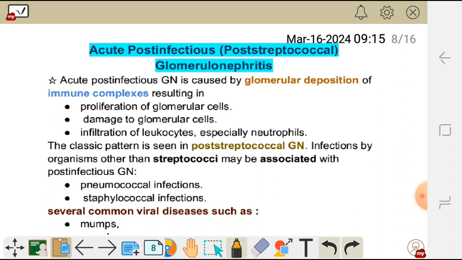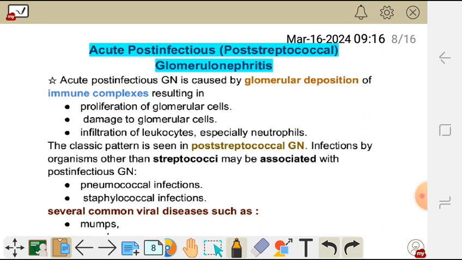Okay, now today's business, we are going to look at acute post-infectious glomerulonephritis. From this title, post-infectious, this condition comes after an infection. So it comes as a result of a streptococcal infection. In this condition, acute post-infectious glomerulonephritis, the disease is caused by glomerular deposition of immune complexes.